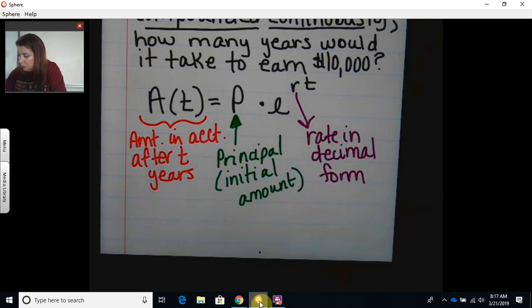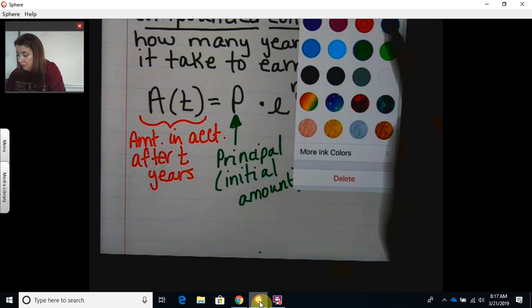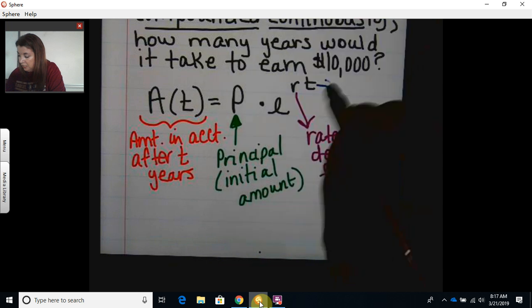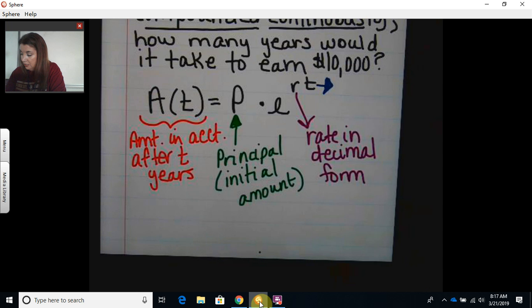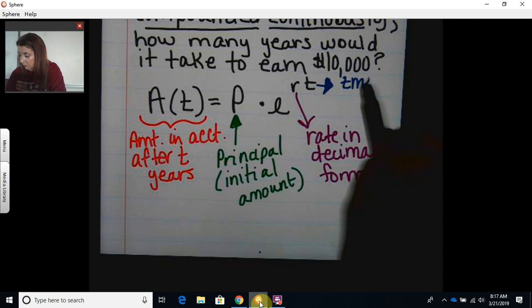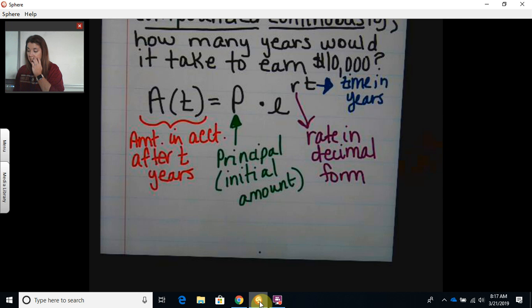And T is what? Time in years. So if they said in 6 months, you would have to convert that to time in years, okay? If you put in a 6 for 6 months, that means 6 years. So the amount in the account after 2 years equals the principal amount times Euler's number raised to the rate times time.